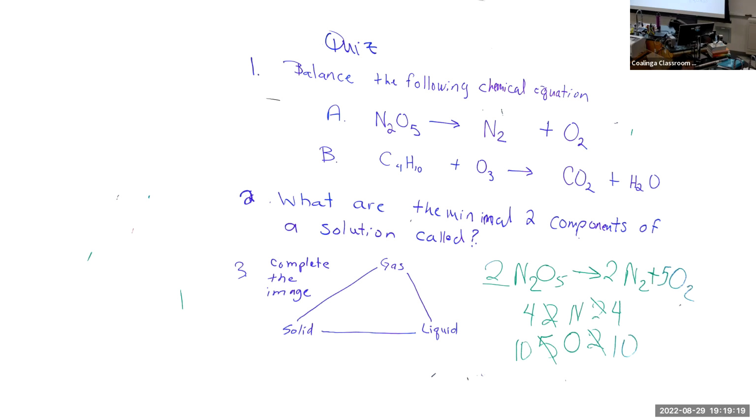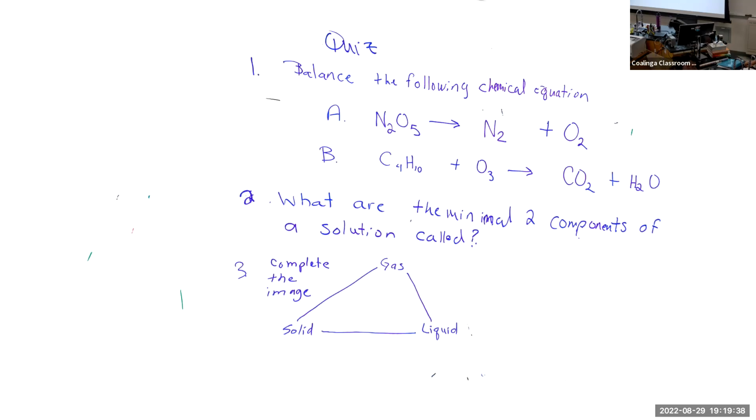Everybody got this down? What's the name of the equation on the right side? So we have reactant on the left and product on the right. So we make products, right? So the arrow points to the product. Okay, so our next one.